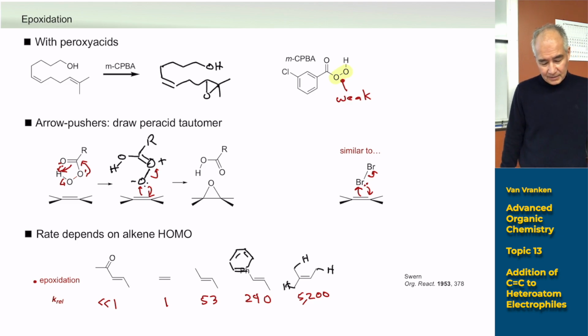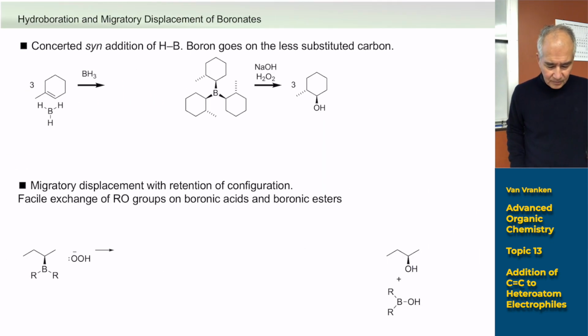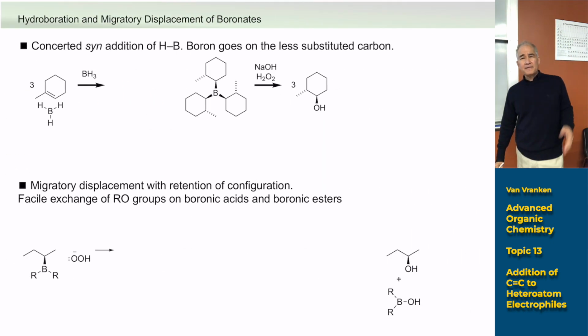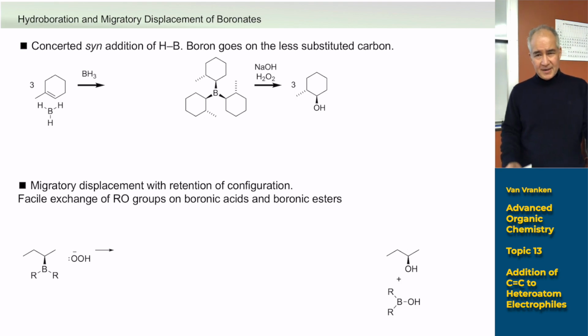Okay, so again, these addition of Br2, addition of Cl2, epoxidation, those don't go through carbocation intermediates, but we still see this trend that tri-substituted double bonds are substantially more reactive than di-substituted or mono-substituted double bonds. All right, the last electrophile that we're going to talk about that is not a carbon electrophile is hydroboration, because it's typically covered in sophomore organic chemistry courses.